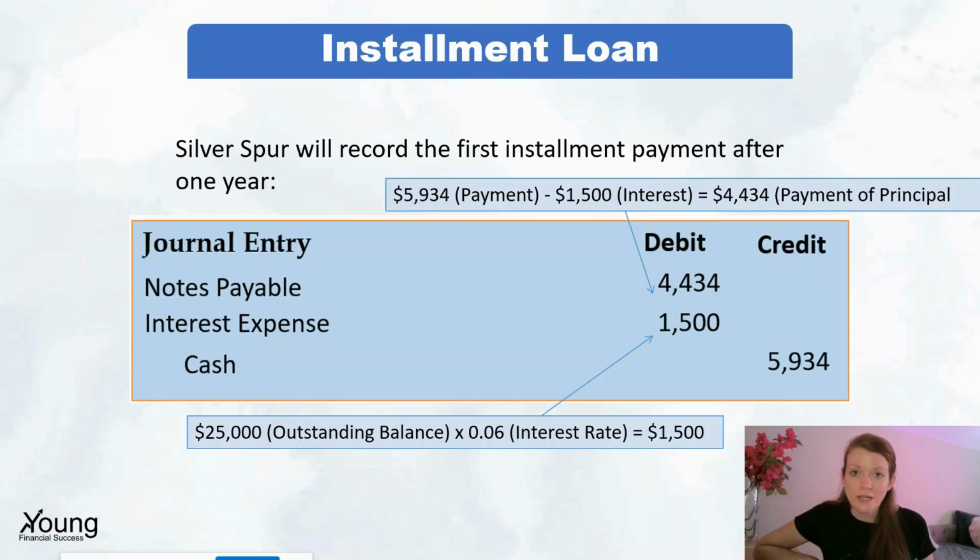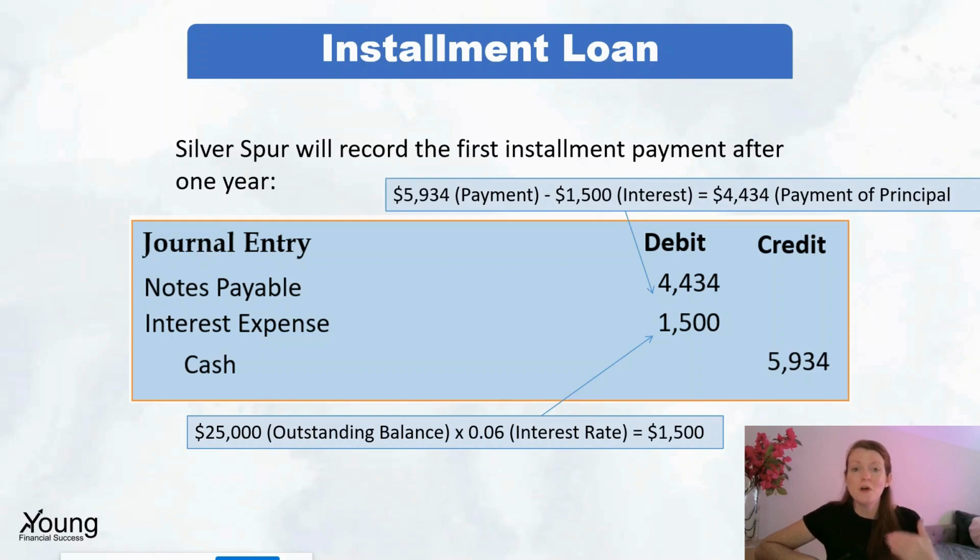times the interest rate. Now that's because it's for the full year. If it was monthly, we would take 1/12 of the interest rate each month. So that's going to be 6% for the whole year times 25,000. So of that 5,934, 1,500 of it goes to interest. Then we just subtract it out, and the difference is going to go to actually paying down the note.